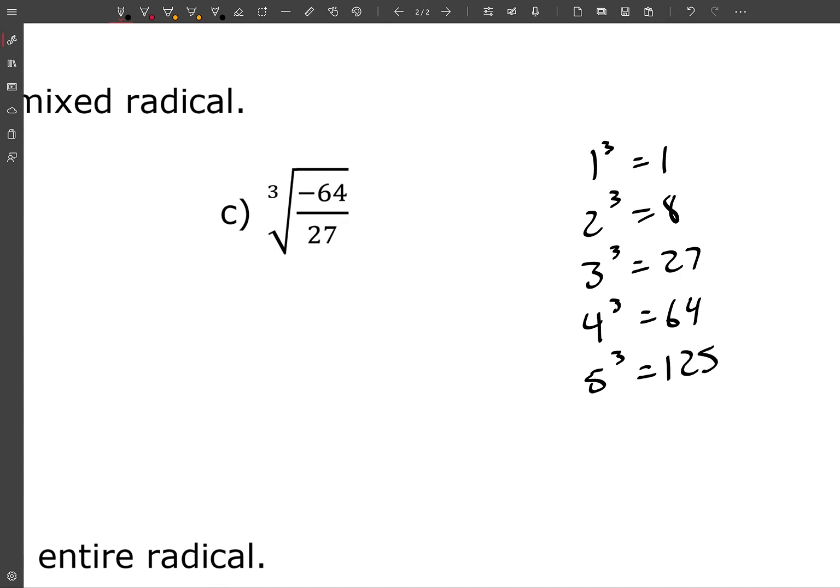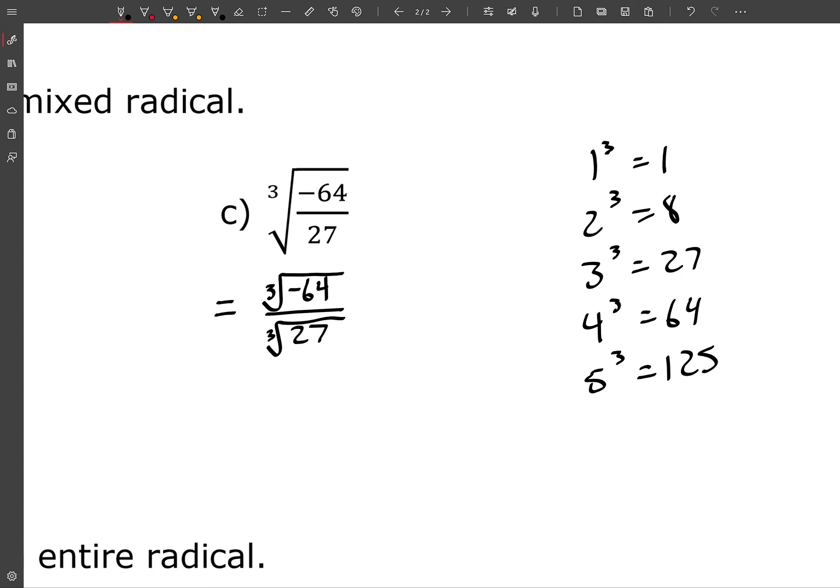Or again, we can prime factorize and look for groups of 3. I'm going to do the prime factorization method, and then you can see how the list method would work exactly the same way. So note that if we're looking for the cube root of negative 64 over 27, what we're really looking for is the cube root of negative 64 over the cube root of 27.